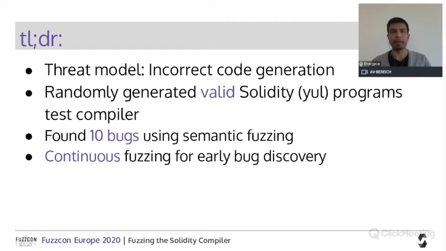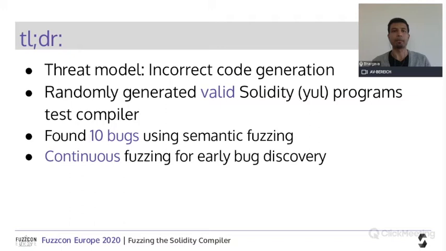Now, the threat model that we mostly work with is incorrect code generation. What that means is we do not want the compiler to generate incorrect code whose semantics is different than what is intended by the user or the developer, the software programmer.